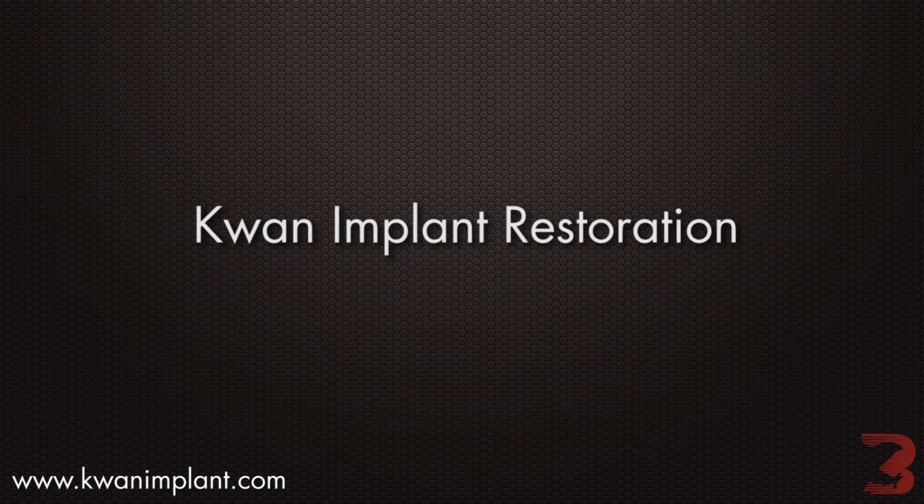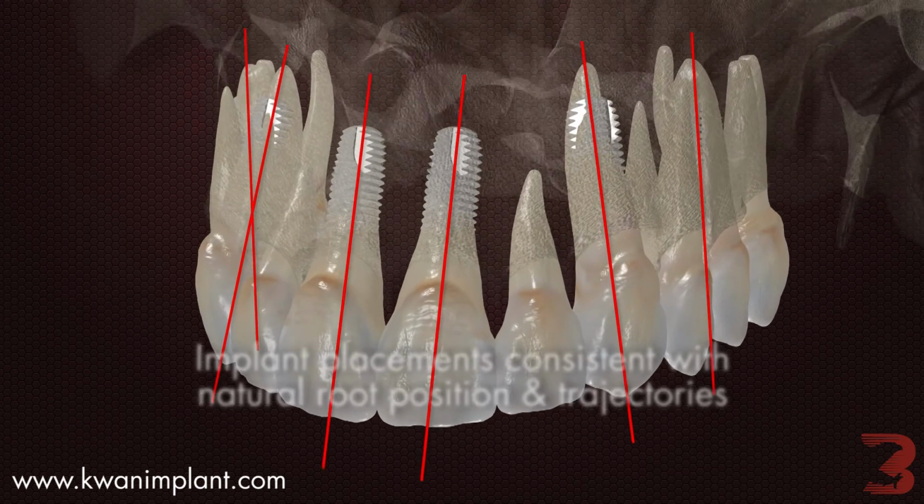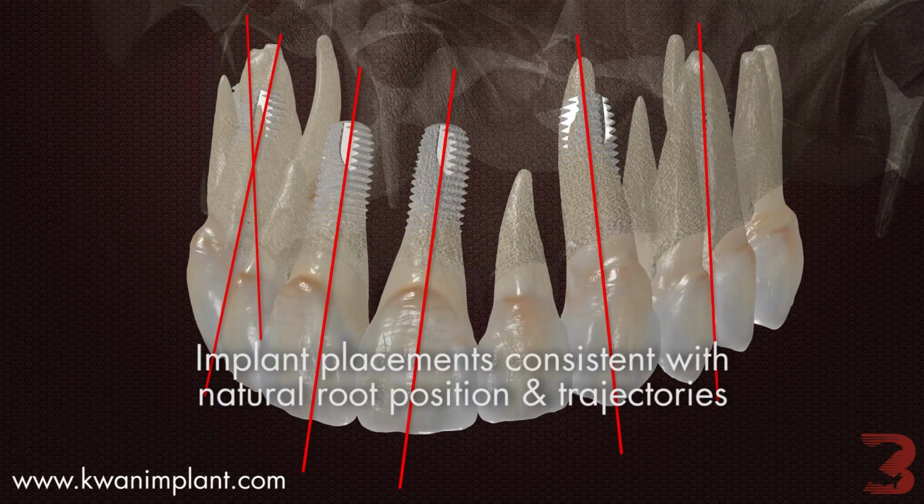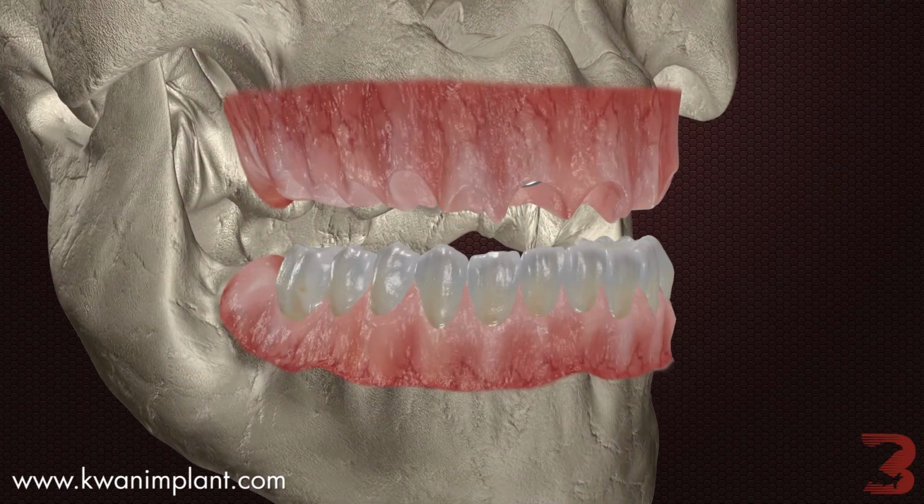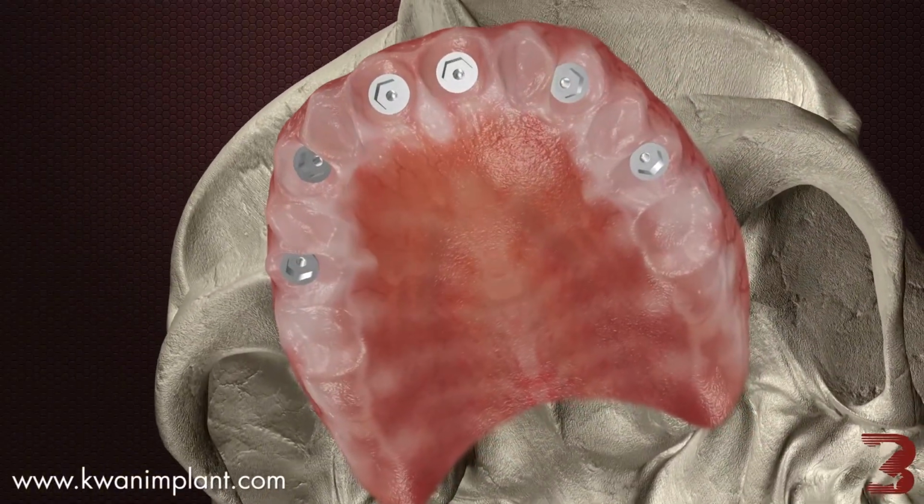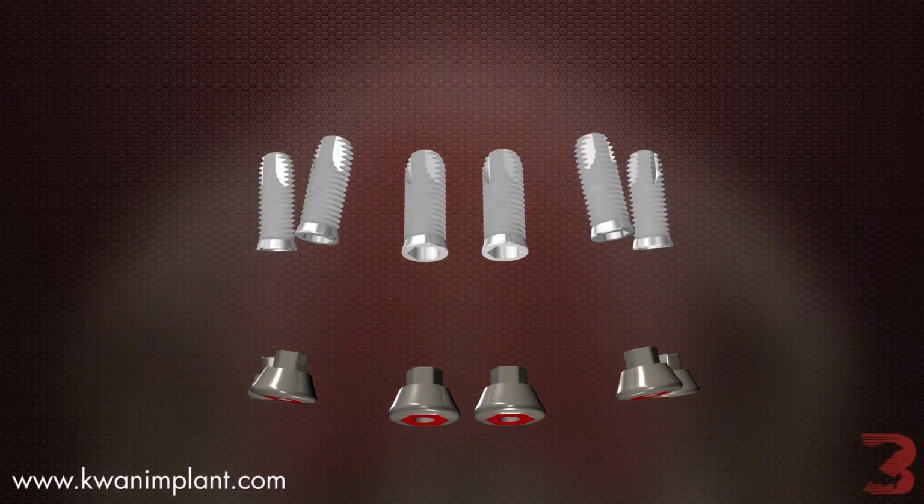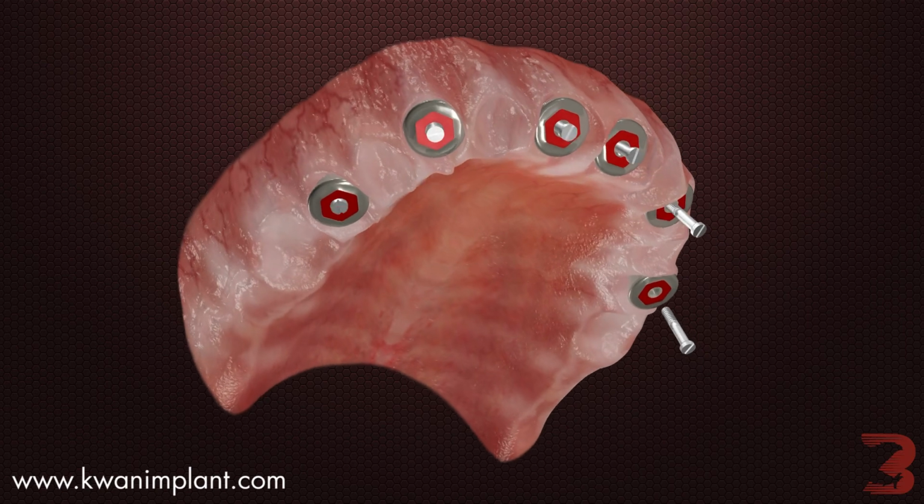Kwan implant restoration. The Kwan implant restoration concept involves placement of implants in their natural root positions and trajectories. After the appropriate numbers of implants were placed into their previous tooth or root positions, a corresponding scannable healing abutment is attached to the implant for proper healing and soft tissue profiling.